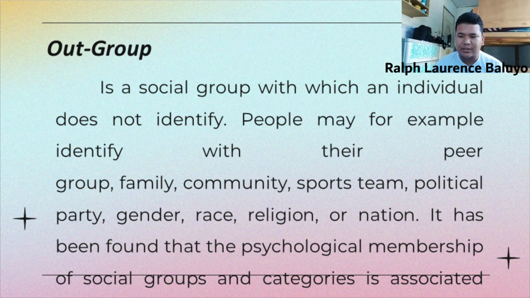It has been found that the psychological membership of social groups and categories is associated with a wide variety of phenomena. So, the behavior of these people in the outgroup is that they feel outcasted, they do not belong in the group, or they may feel different from the others. That's why an individual does not identify. This happens in many different groups.